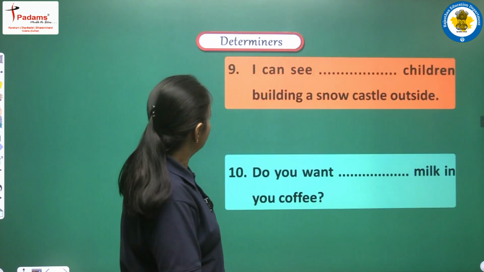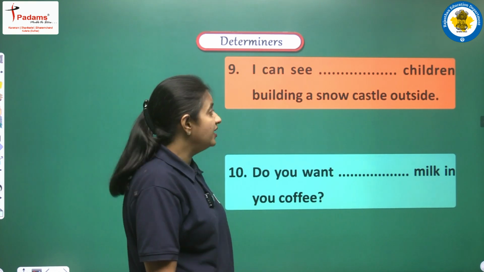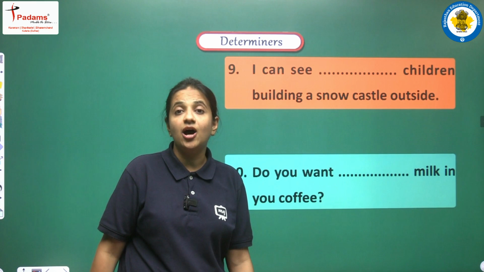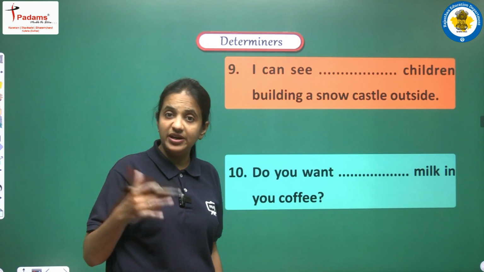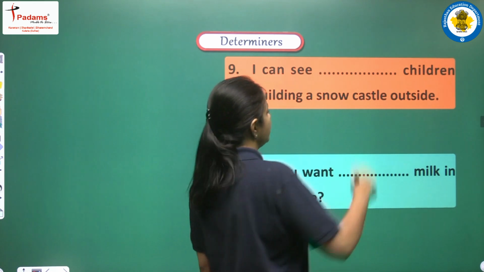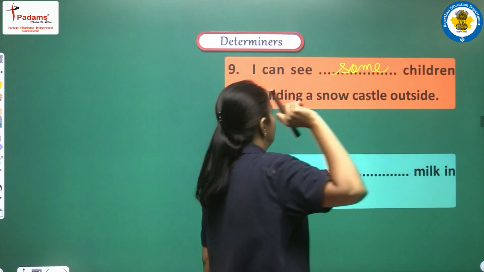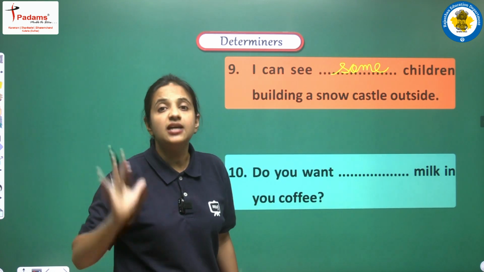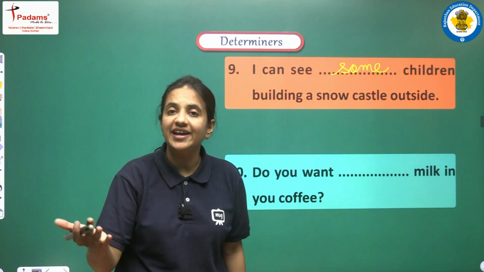Okay. Moving on, next, I can see children building a snow castle outside. So here in this sentence also we are having an affirmative sentence, and because of this, in this blank we have to write some, and the sentence will be, I can see some children building a snow castle outside.